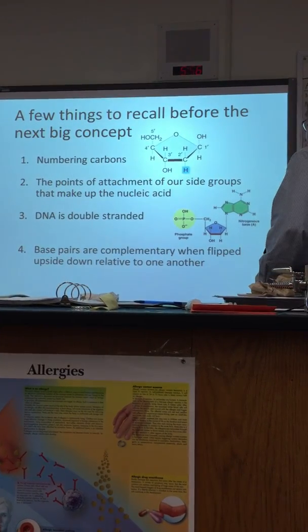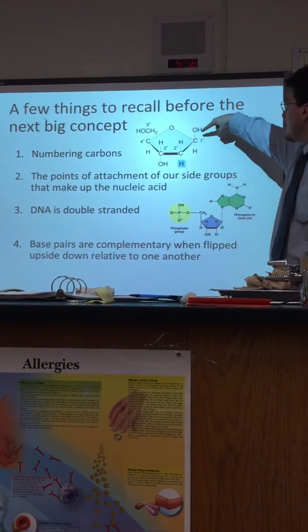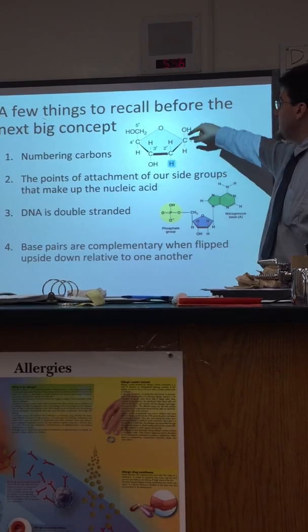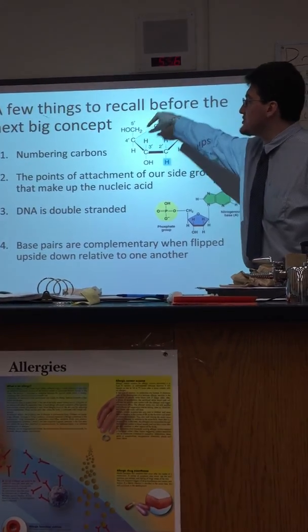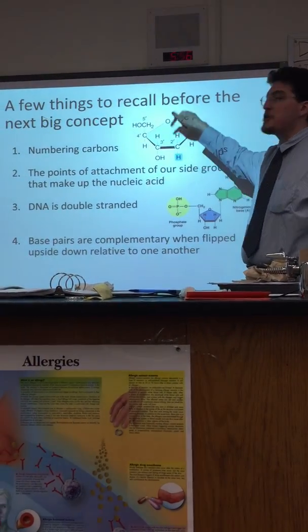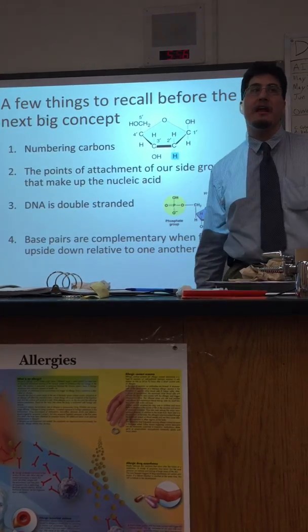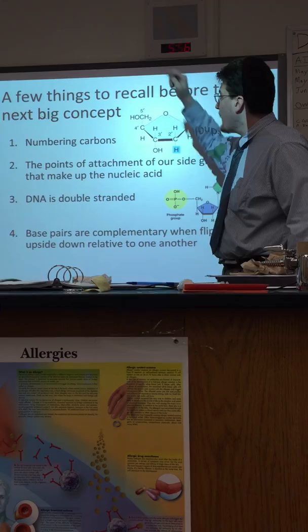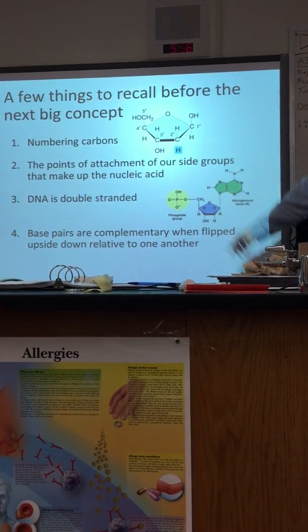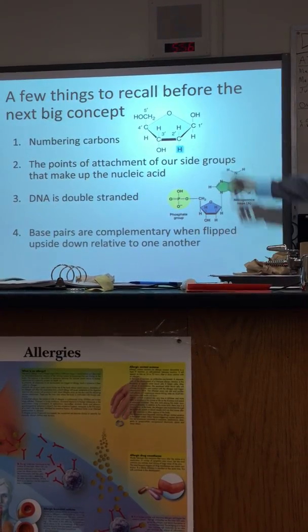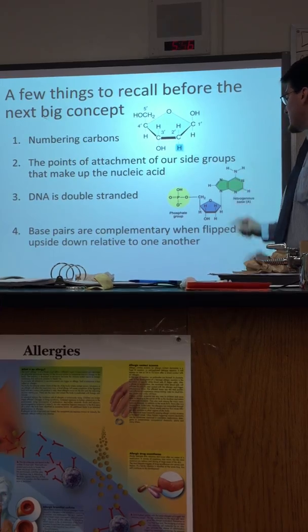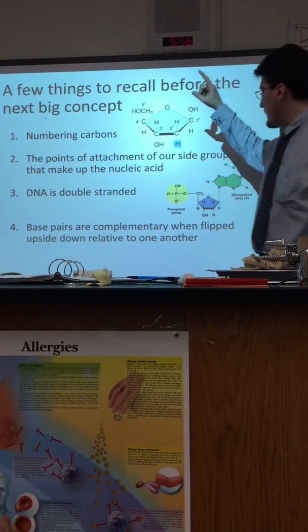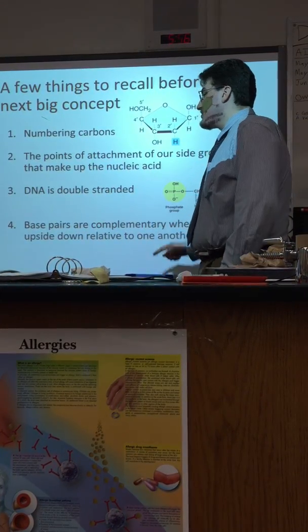So in terms of numbering, the 1 carbon is here because this is the most interesting group. The 1,4 ether linkage is the most interesting group here. So 1, 2, 3, 4, 5. These are the points of attachment. The 1 carbon is where you attach your nitrogenous base. The 5 carbon is where you attach your phosphate group.